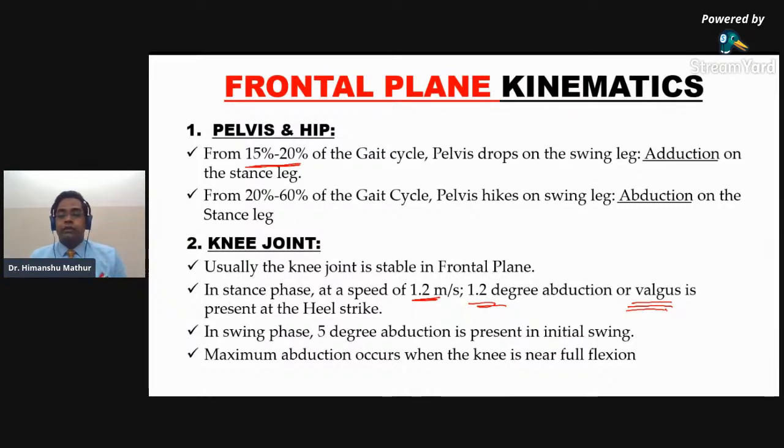There is always some amount of physiological valgus which is present at the knee joint because of the larger medial condyle. All right. So in that case, there is a very small amount, that is 1.2 degrees of abduction, visible or measurable at the time of heel strike. Now in swing phase, 5 degrees of abduction is present in initial swing. So there is some amount of increased abduction present at the knee joint in the initial swing when my foot is getting off the ground. All right. And the maximum abduction occurs when the knee joint is near full flexion.